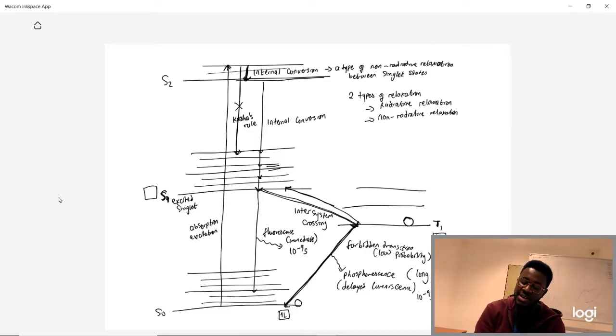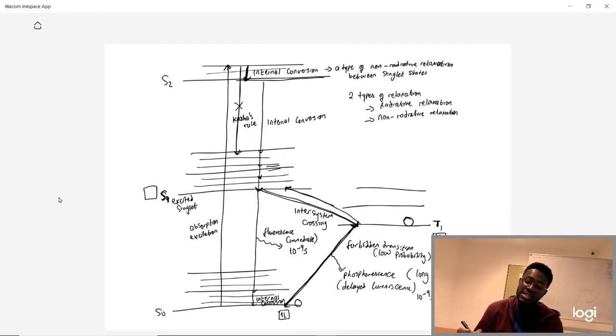And then from here, it can go down here, more internal conversion. You understand, right? Okay. Let's talk about the Stokes shift.